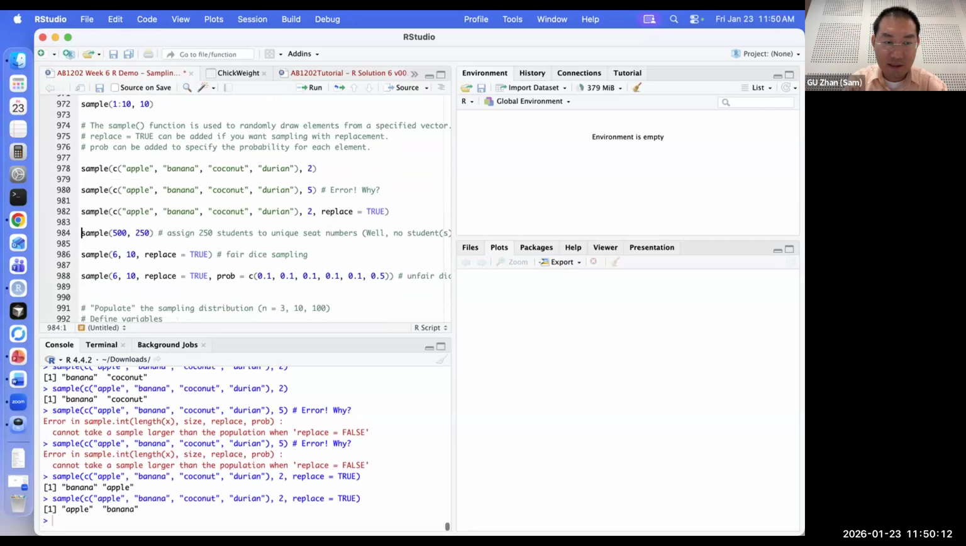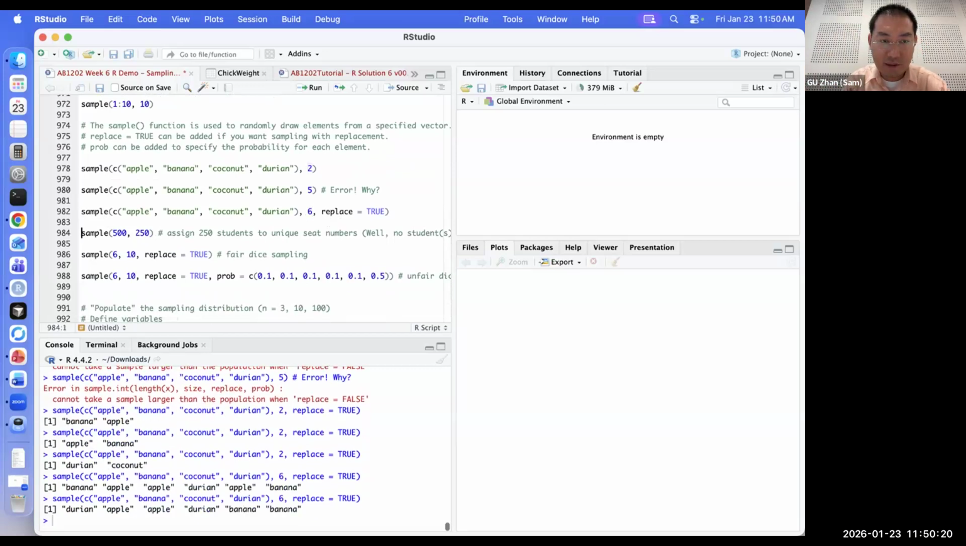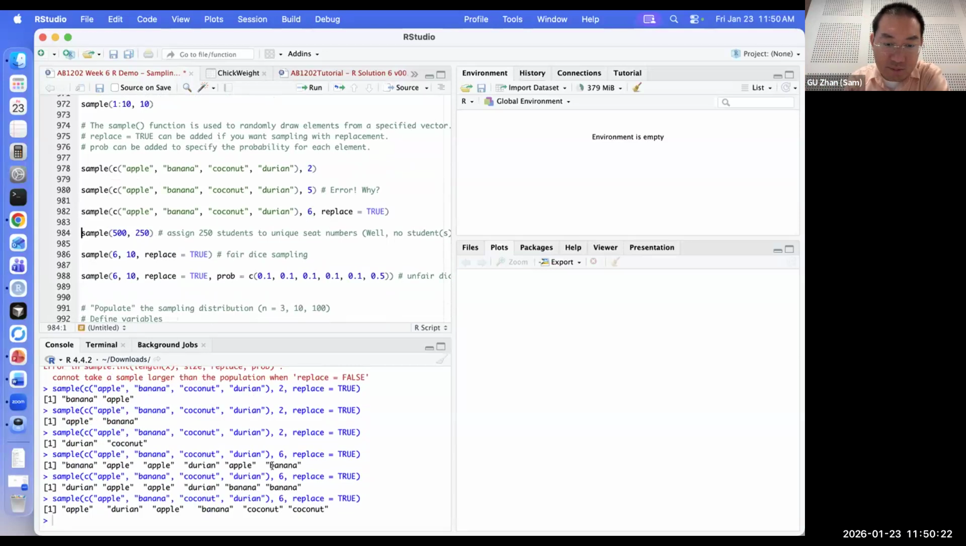With replacement, there is a chance to get a duplicate. So let's say I get 6 out of these. Then it gives me 6. You can observe there will be duplicates. Apple appears multiple times, and coconut also appears 2 times, because of the replacement. After we get one sample out, we put that sample back into the list.